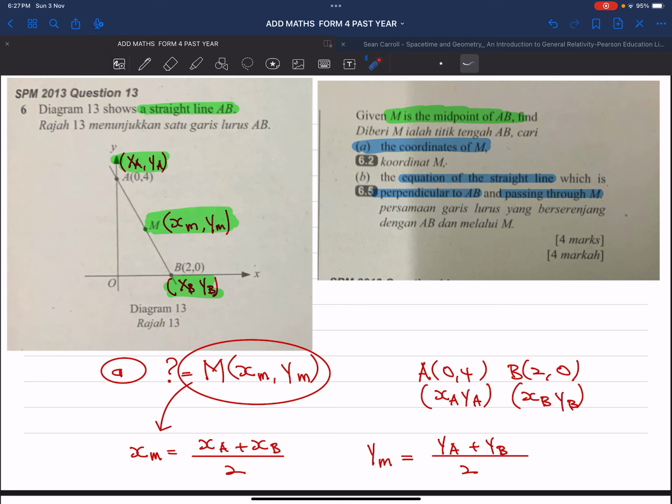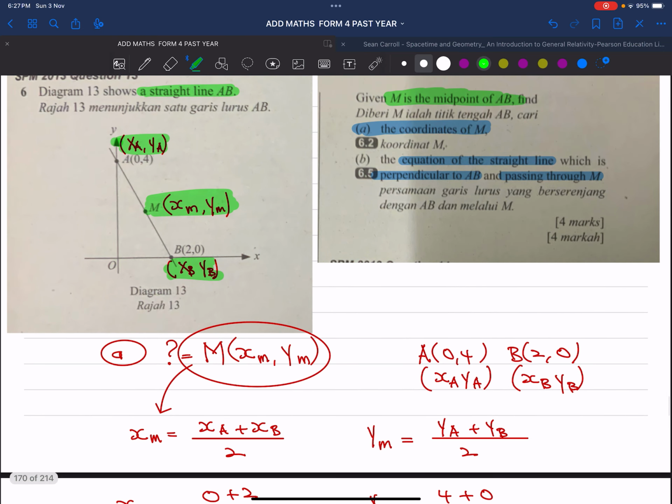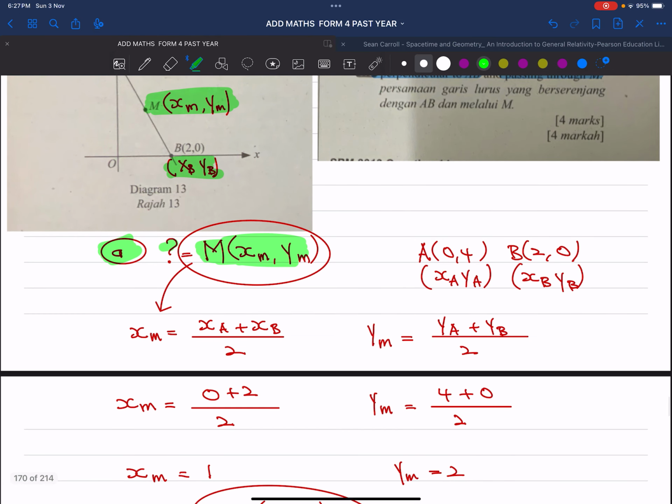As you see here, given that M is the midpoint of AB, part A: find the coordinate of M, the midpoint. So we start from what they asked, part A, find the coordinate M of the midpoint, XM, YM. The X coordinate of the midpoint is XA plus XB divided by 2, and the Y coordinate of the midpoint is YA plus YB divided by 2. I've written down coordinate A here, 0, 4, XA, YA. Coordinate B, 2, 0, XB, YB.